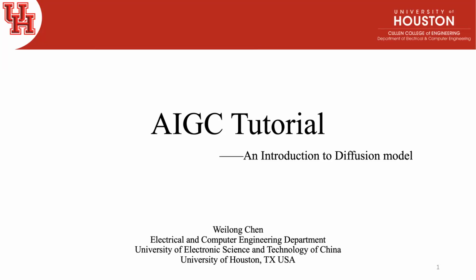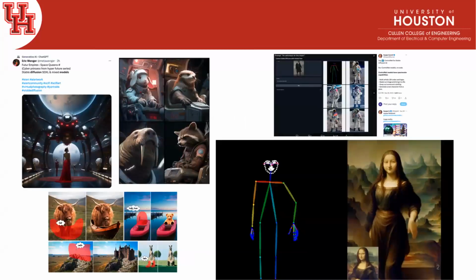Actually, AIGC contains two parts. The first one is the diffusion model, and the second one is the large language model, which we call something like ChatGPT or an LLM. Today I only focus on the diffusion model. As you can see, the diffusion model is very, very popular.